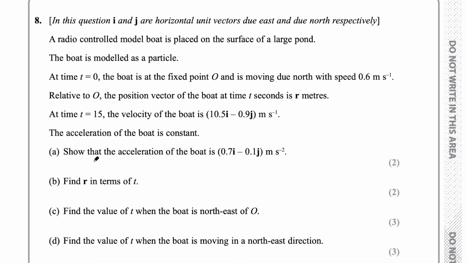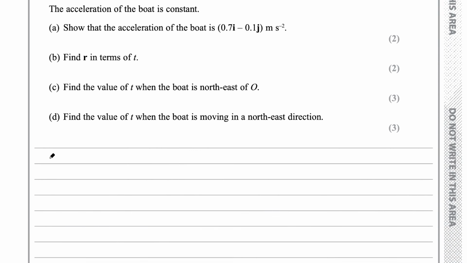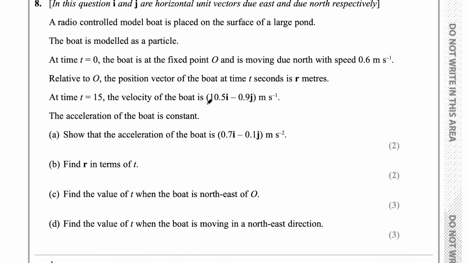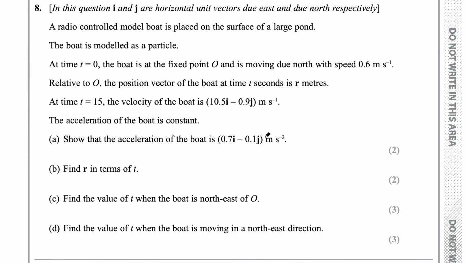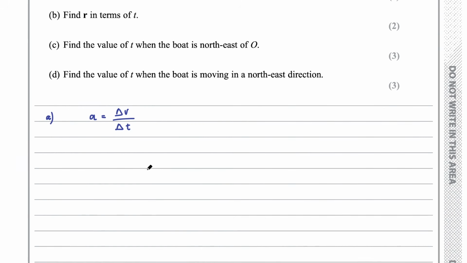And part A says, show that the acceleration of the boat is 0.7 I minus 0.1 j meters per second squared. Okay, so let's have a go at that down here. So we're given velocities and time, and we're going to have to be able to use that information to find acceleration. So I'd start off with acceleration equals the change in velocity divided by the change in time. That's a pretty good place to start.